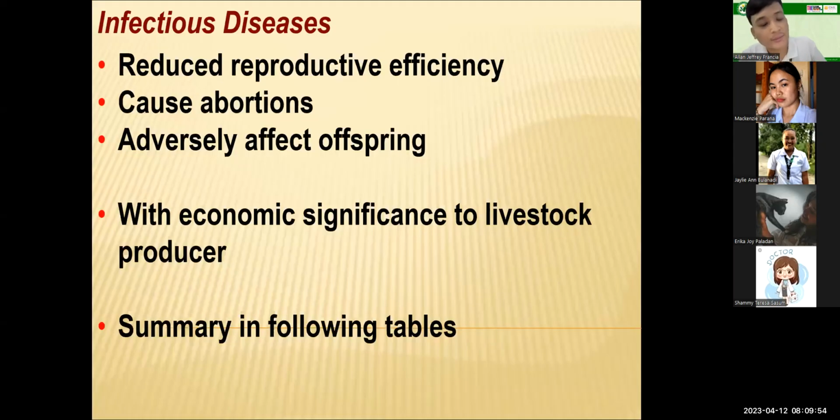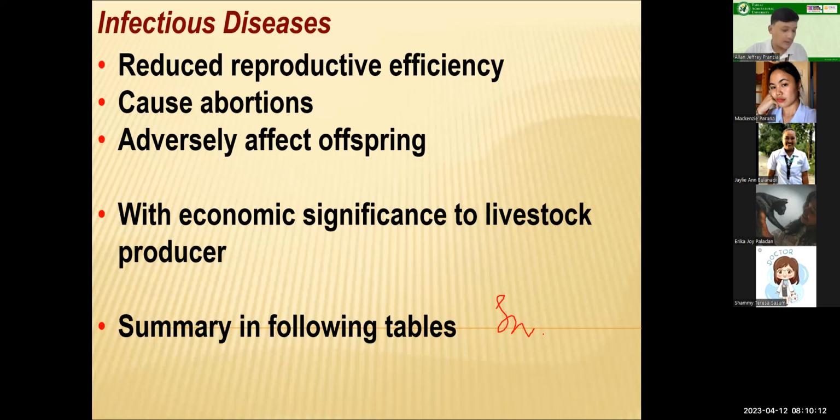Nagre-record na dyan sa inyo. Opo, Dok. How about my highlighter pa rin. My little pen here. Can you see this one?